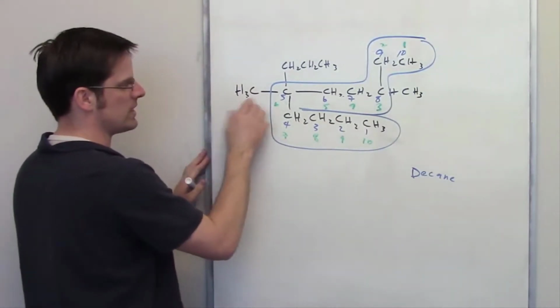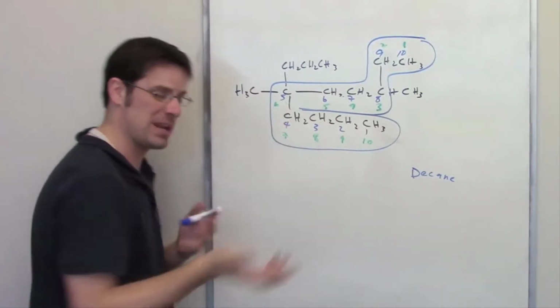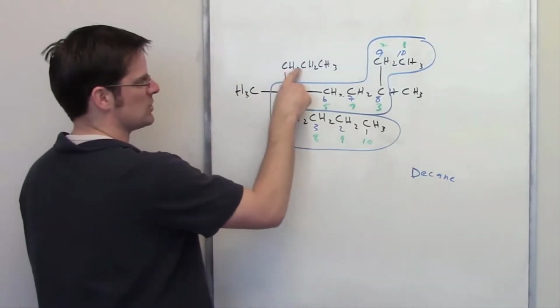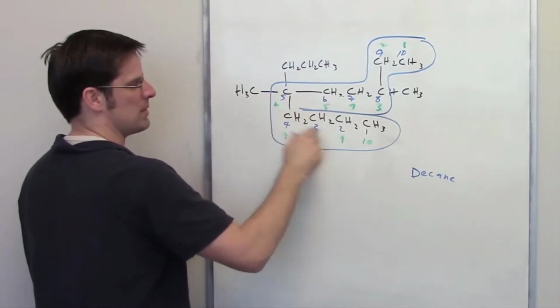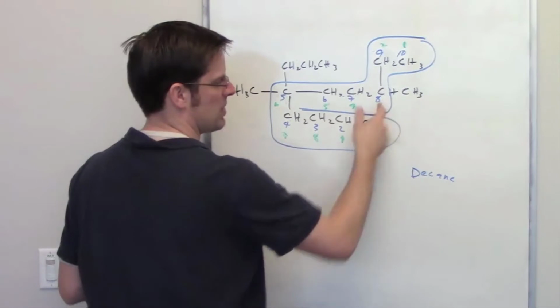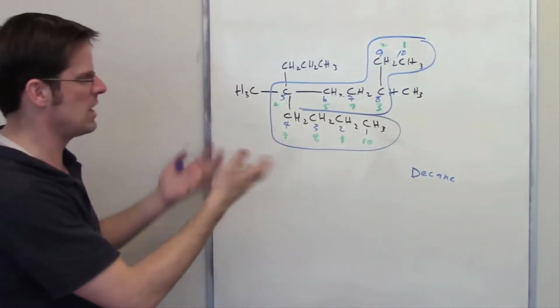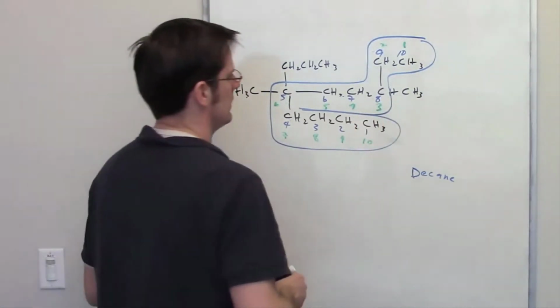So I've got a CH3 dangling off of carbon 5 or 6, depending on which direction I go. I've got a CH2, CH2, CH3 dangling off of the same carbon. I've got another CH3 dangling off of carbon 3 or 8, depending on which color scheme I pick. Let's see if we can figure that out.